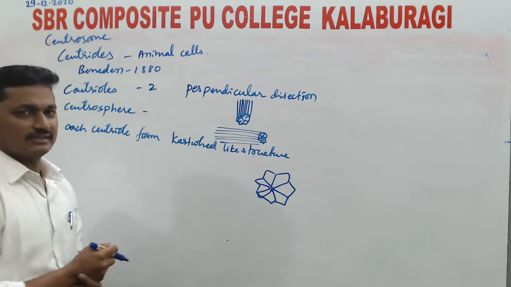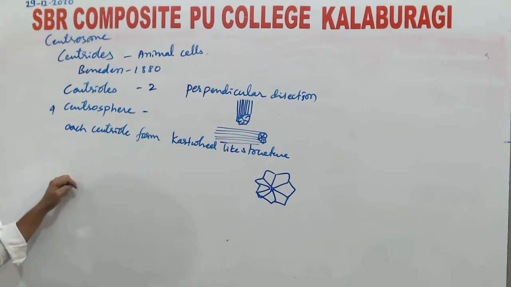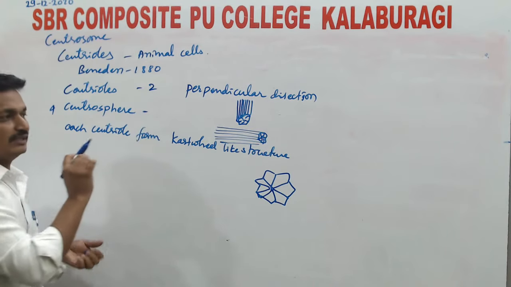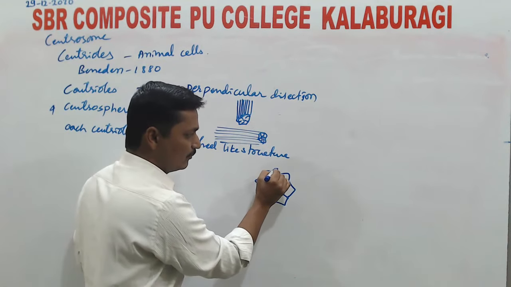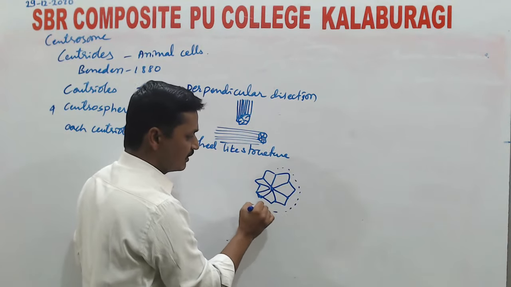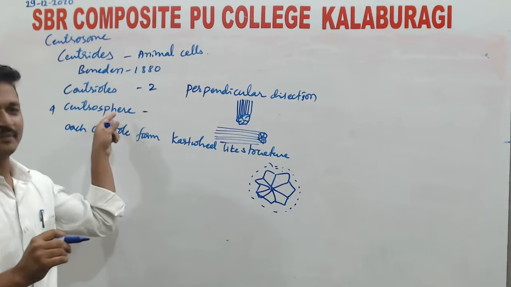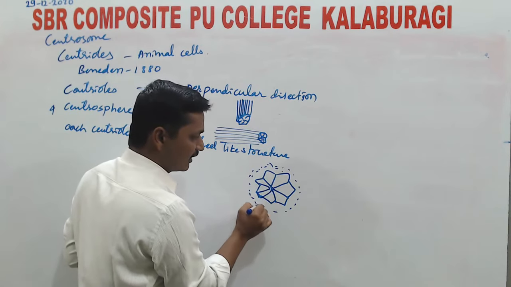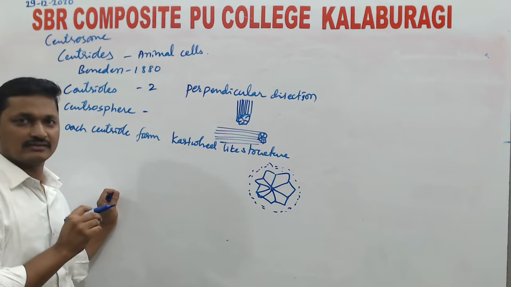Now discuss one more component called the centrosphere. So what is this centrosphere? Centrospheres simply cover the centrioles. We find amorphous proteinaceous particles just around the centrioles, called the centrosphere.